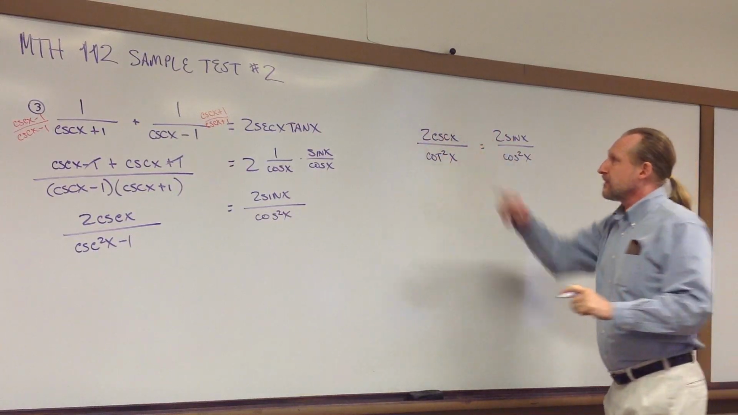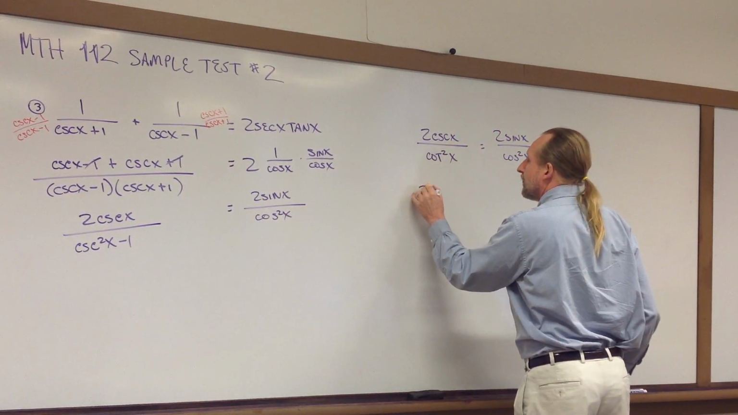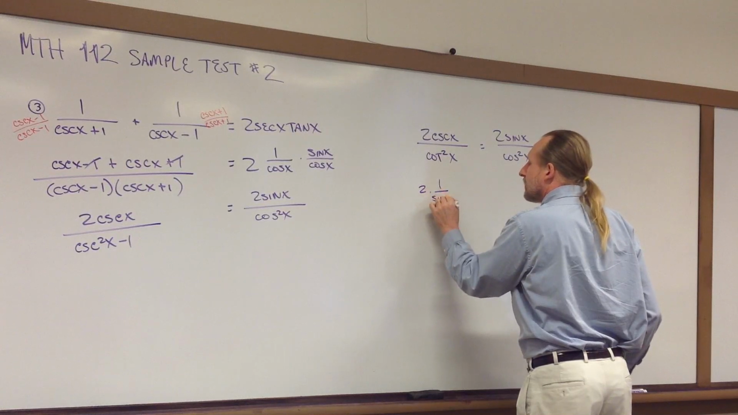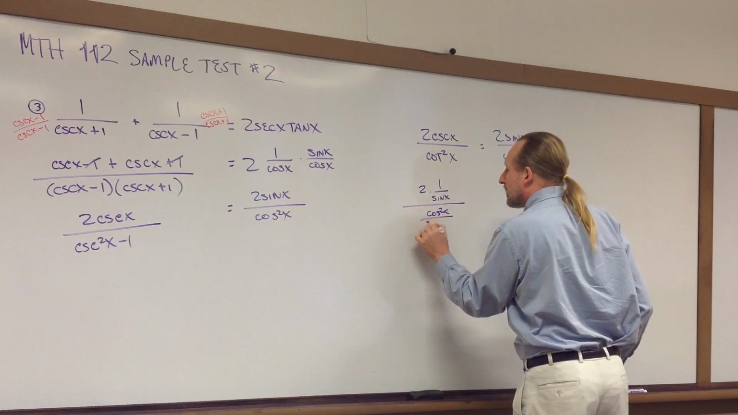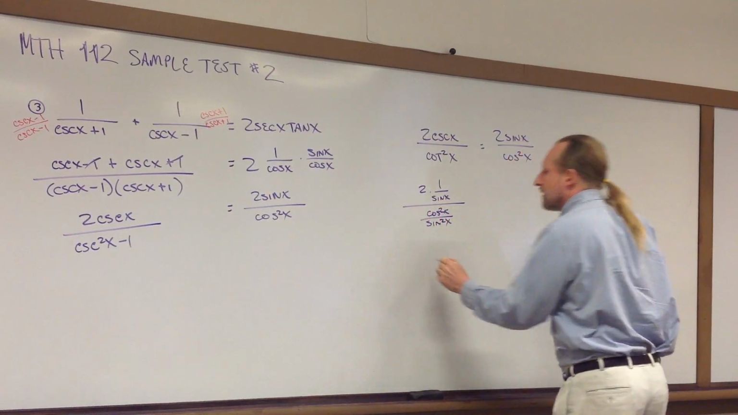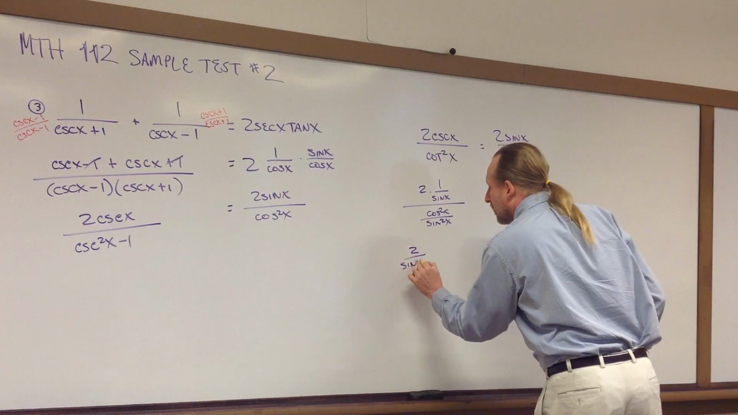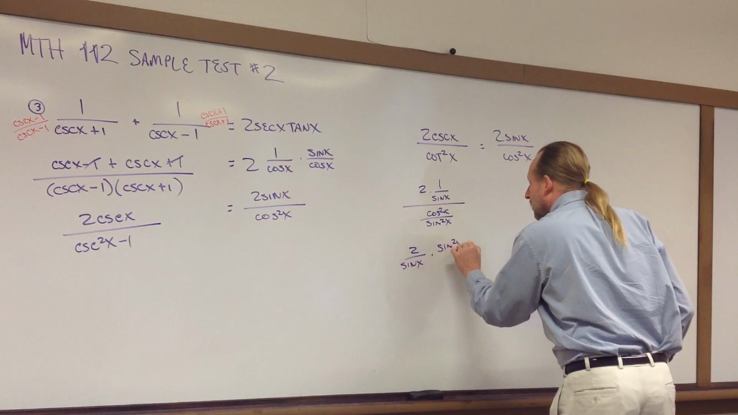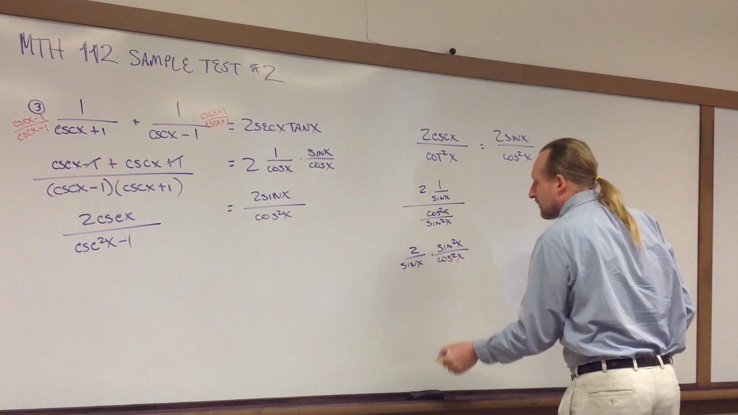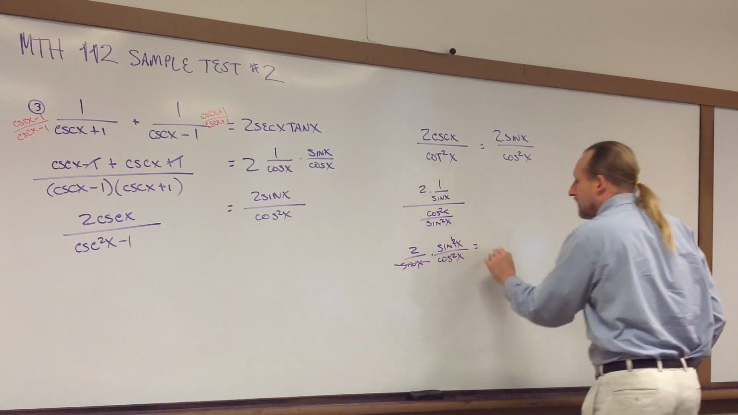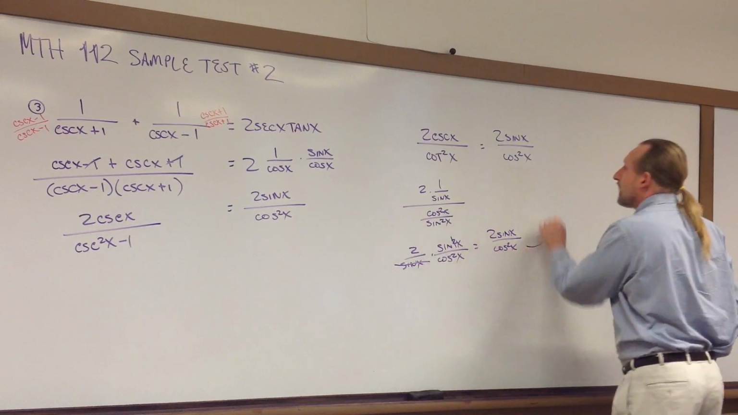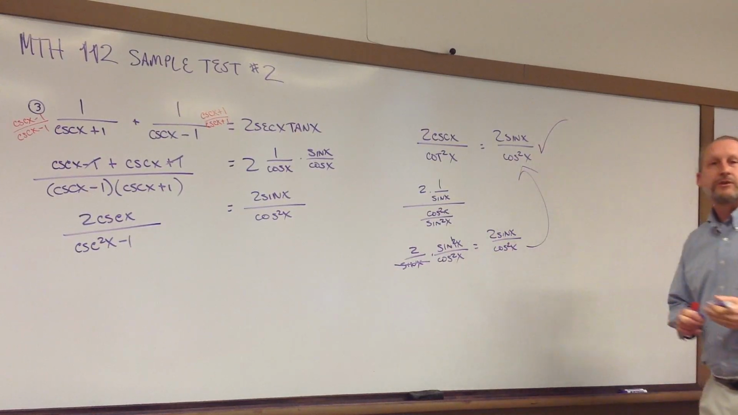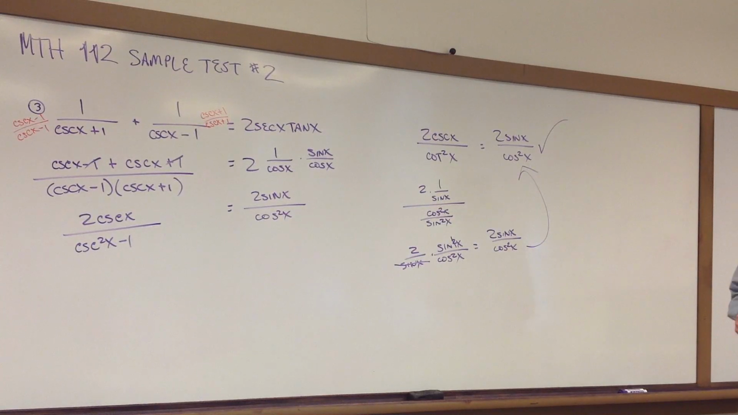And if we just take this and rewrite it in terms of sines and cosines, cotangent squared is going to be cosine squared over sine squared. So 2 over sine x times sine squared over cosine squared. That'll cancel one of these and give us 2 sine x over cosine squared x, which is equivalent to what we got on the right-hand side. Okay, so there are the identities.